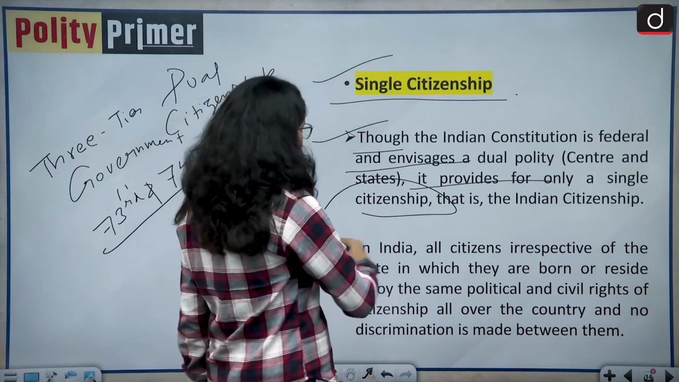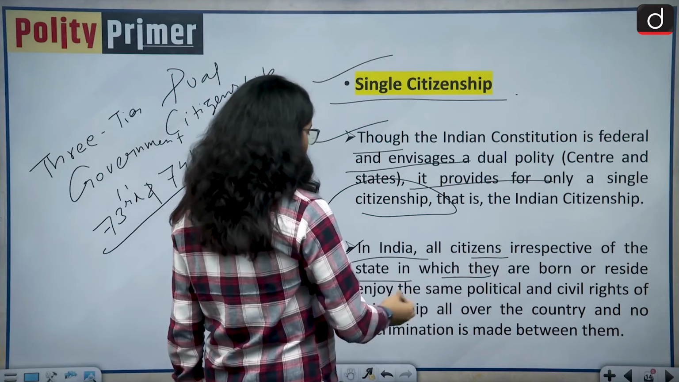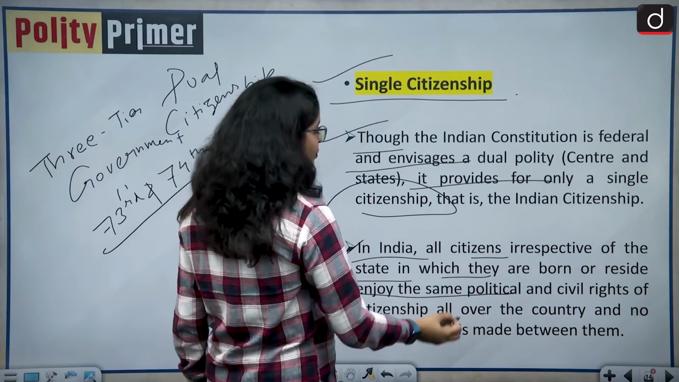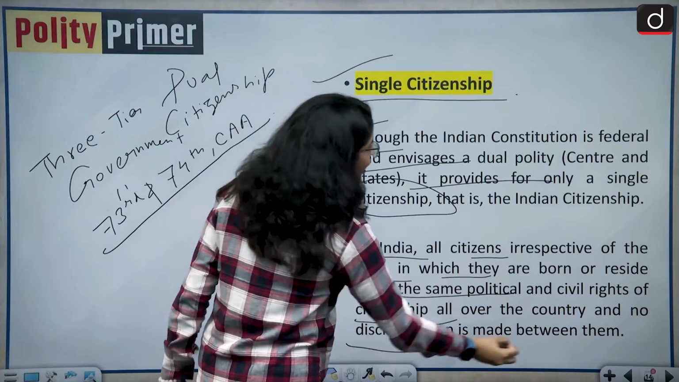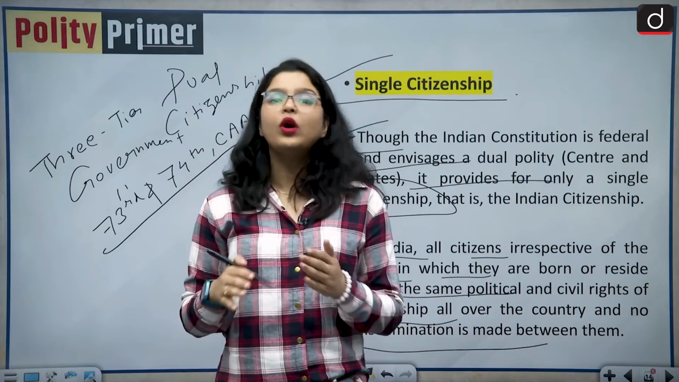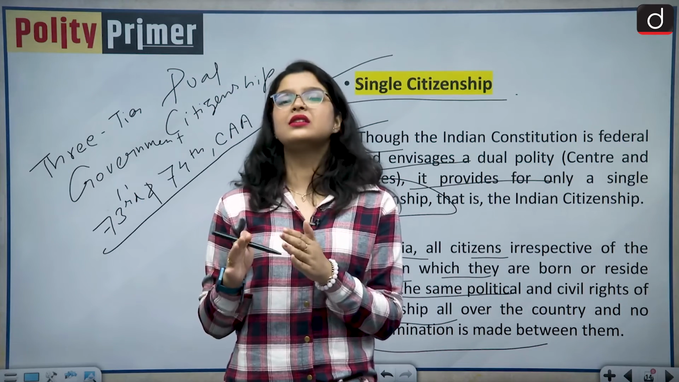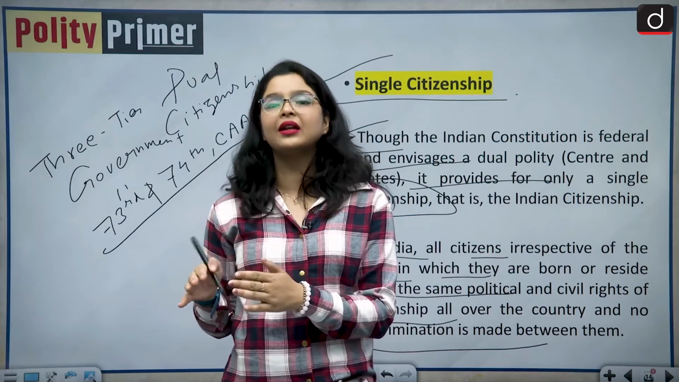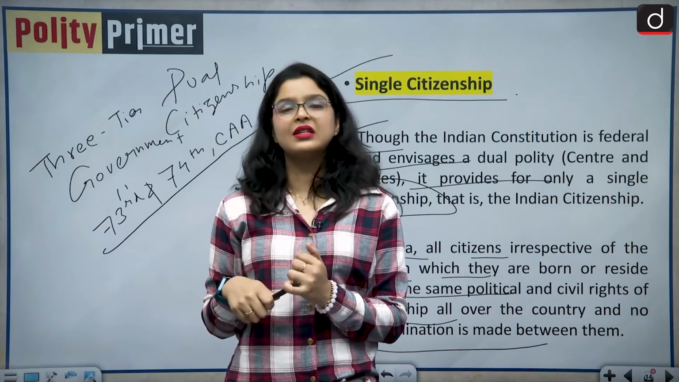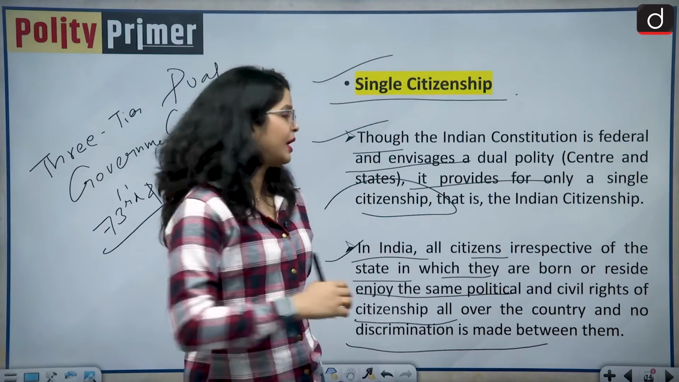So in India, all citizens, irrespective of the state in which they are born or reside, enjoy the same political and civil rights of citizenship all over the country, and no discrimination is made between any Indian citizen. Whatever civil and political rights I am getting being a resident of Bihar, you are also getting being a resident of Gujarat. So no discrimination is made between any citizen in India.